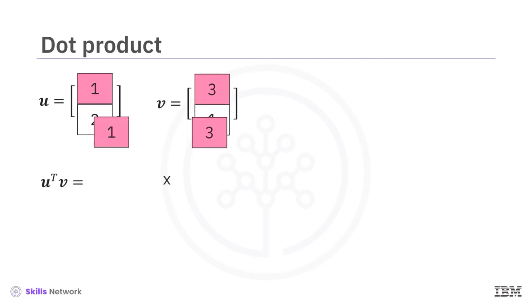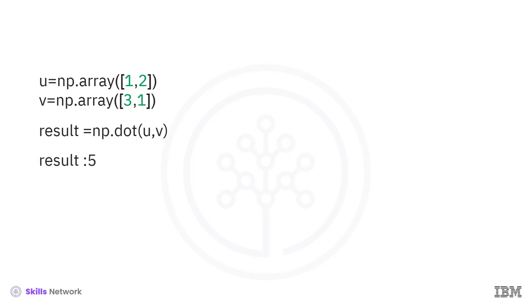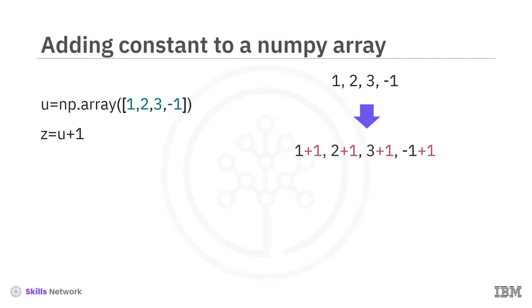We multiply the first component from v and u. We then multiply the second component and add the result together. The result is a number that represents how similar the 2 vectors are. We can also perform dot product using the NumPy function dot and assign it to the variable result as follows. Consider the array u. The array contains the following elements. If we add a scalar value to the array, NumPy will add that value to each element. This property is known as broadcasting.